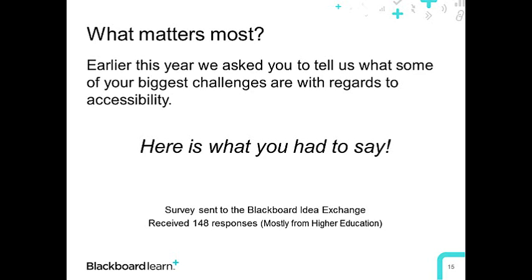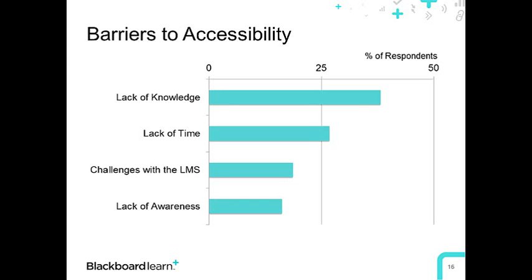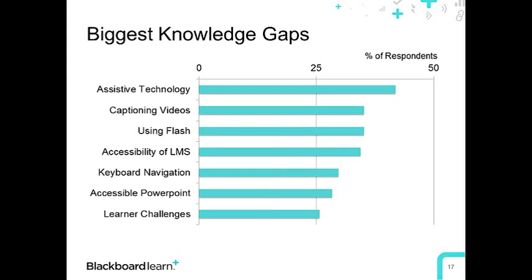Lack of knowledge in this context means not knowing how to create accessible content and help students use accessibility features and learn. And the difference is from lack of awareness, which means working in a community that does not realize that creating and using accessible tools and content is a legal and ethical requirement. So a little bit of clarity there between what lack of knowledge and lack of awareness means in this particular context. But lack of time was certainly a consideration, and challenges with learning using the learning management system.